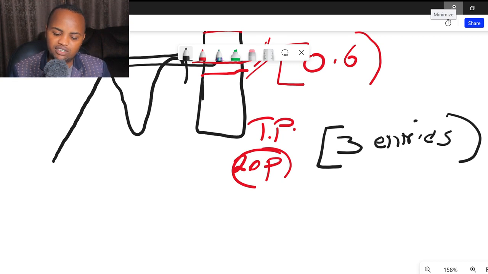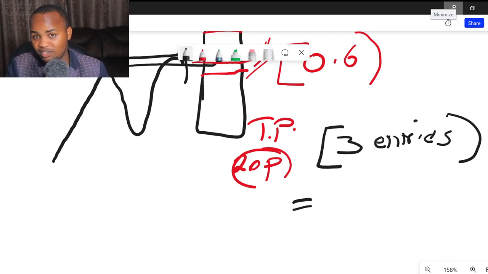After having 3 entries, some people put multiple entries at the same point. So what is the difference? I don't know the difference from there.